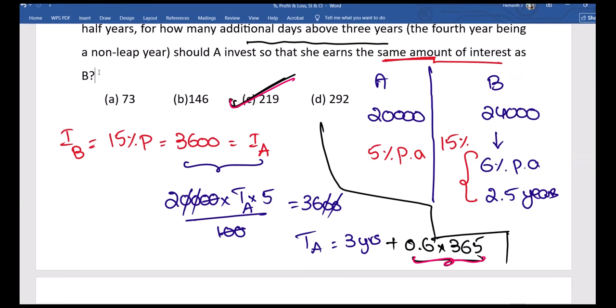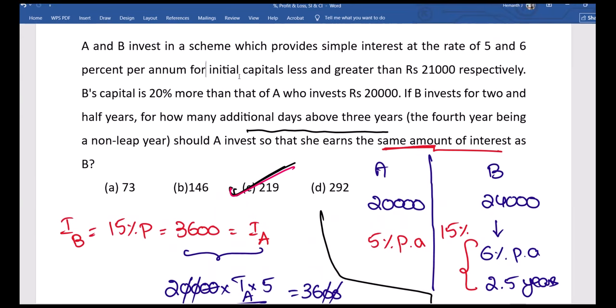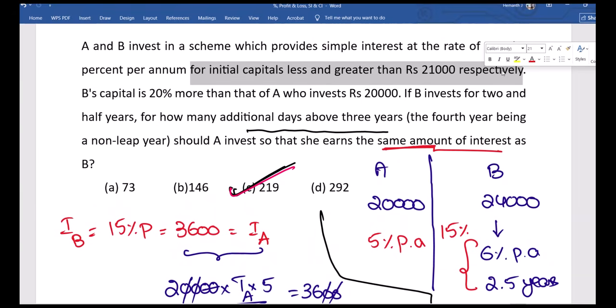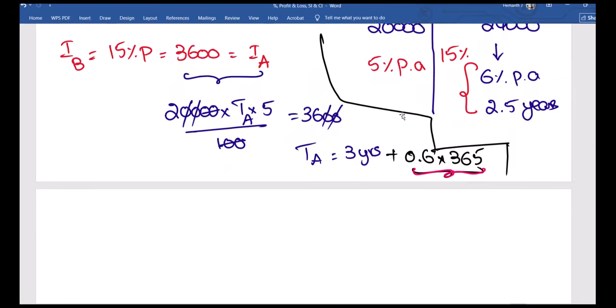Interest of A, interest of B. Simple interest concept only, nothing more. But B interest and A interest both must be equal. This line is actually just to confuse people. They have given this, but it is not at all required as the data is directly available. Clear with this question? Fine, good.